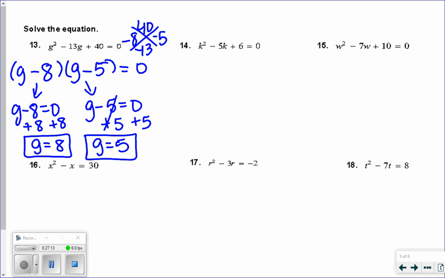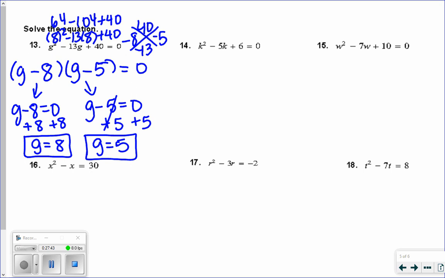Let's try 8. So if we do 8 squared minus 13 times 8, and then plus 40, we should get a 0 if we did this correctly. So I'm just taking that original up there, plugging in G equals 8, making sure I didn't mess anything up. Okay. Well, let's see. 8 squared is 64. 13 times 8, that's 80 and 24. I believe that's a 104. I hope. And then that's a negative, and then plus 40.